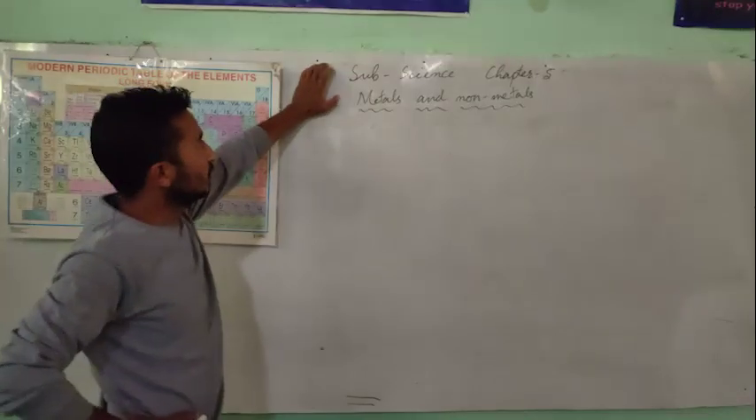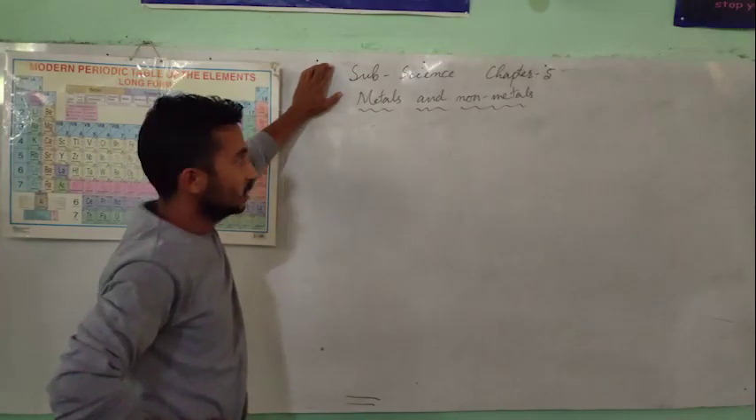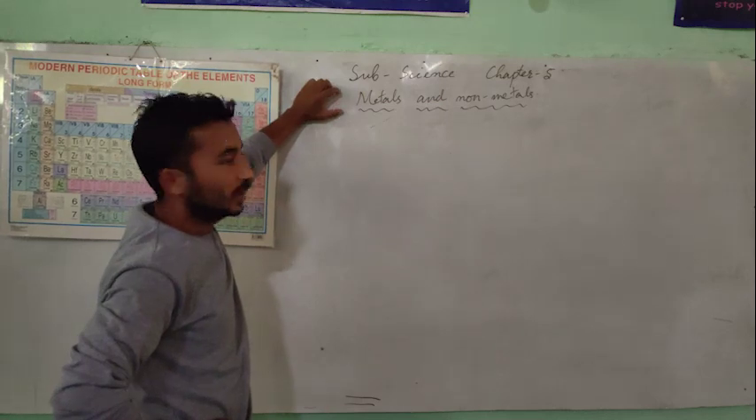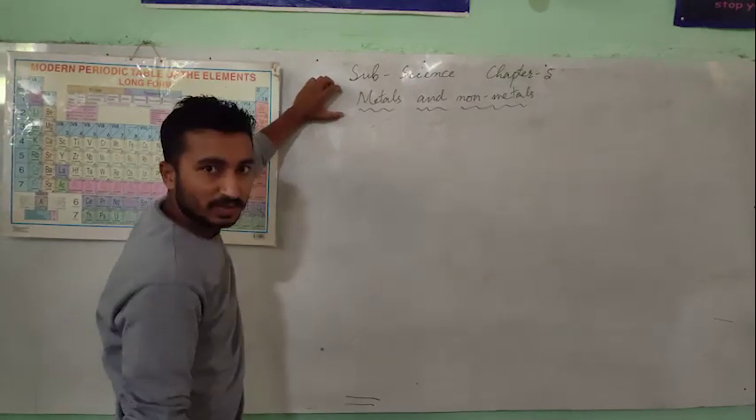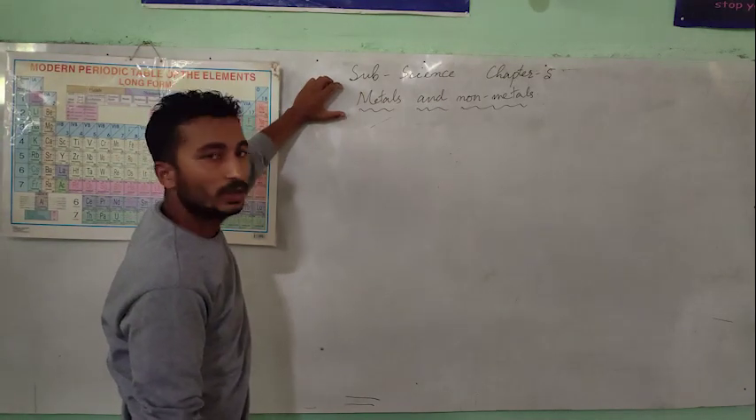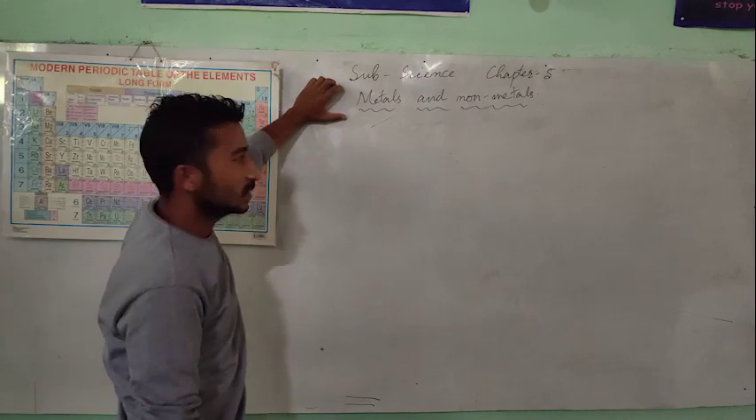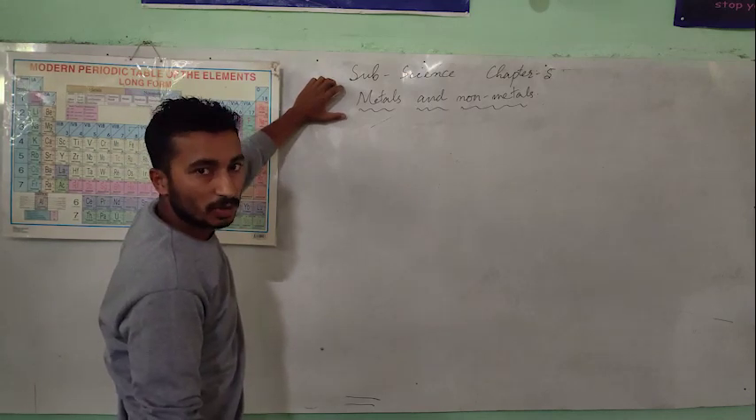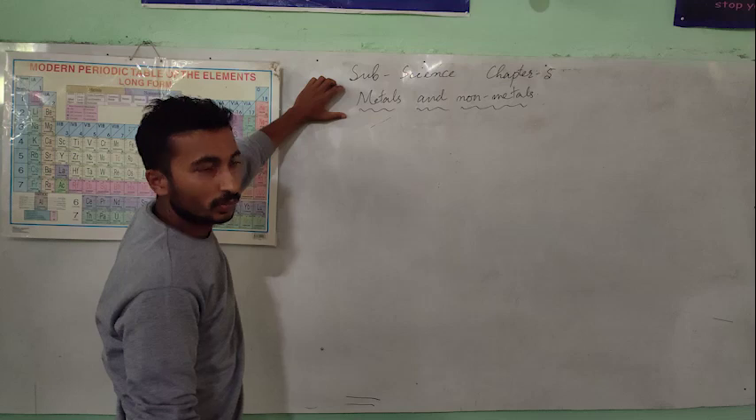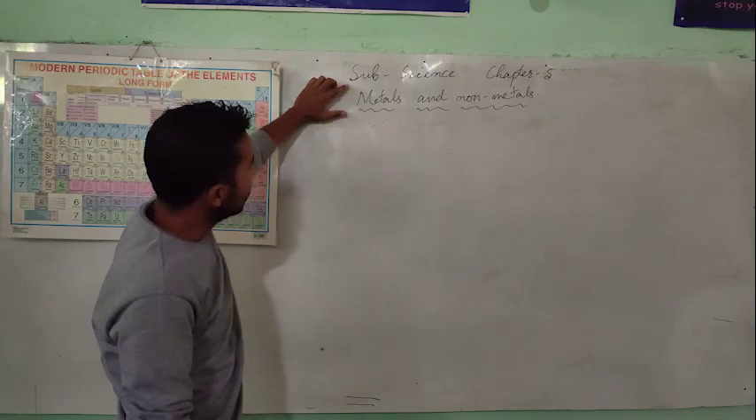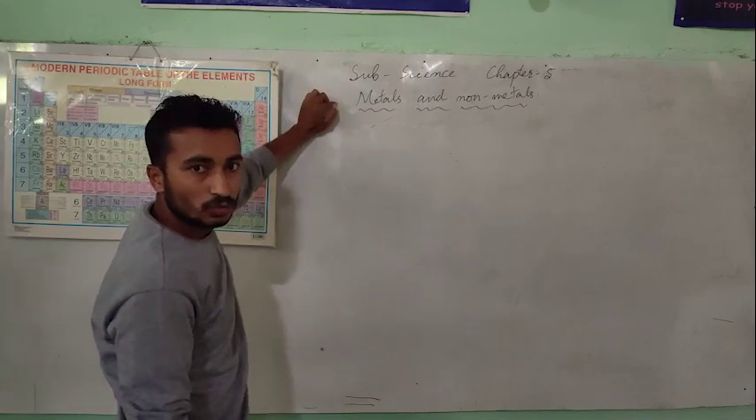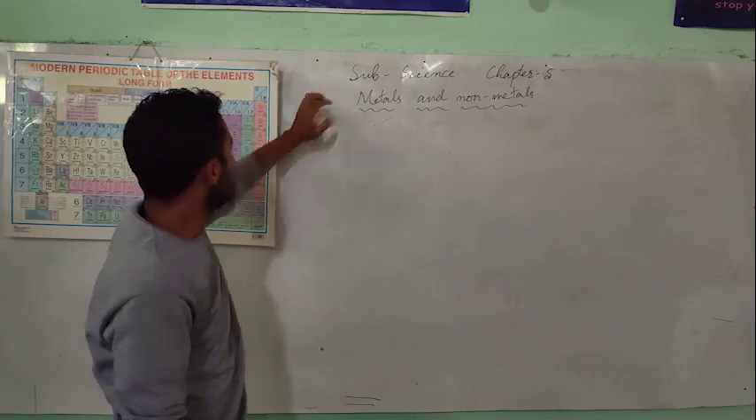We are going to begin the new lesson of your science, chapter number 5, and it is metals and non-metals. Before we start this lesson, let's revise some of the things which we have done in chapter number 1 and chapter number 2, because they have a very good link with this lesson.